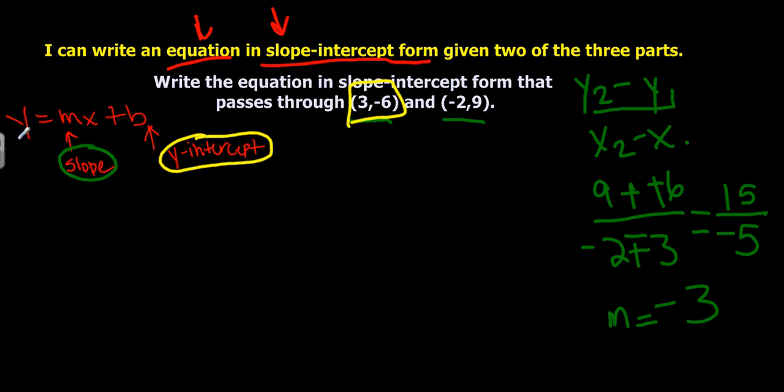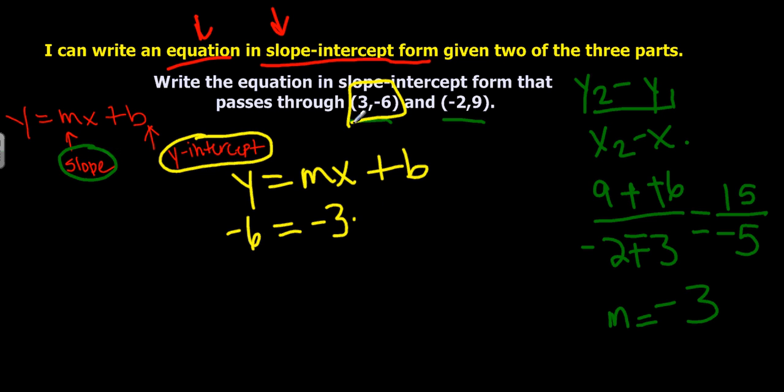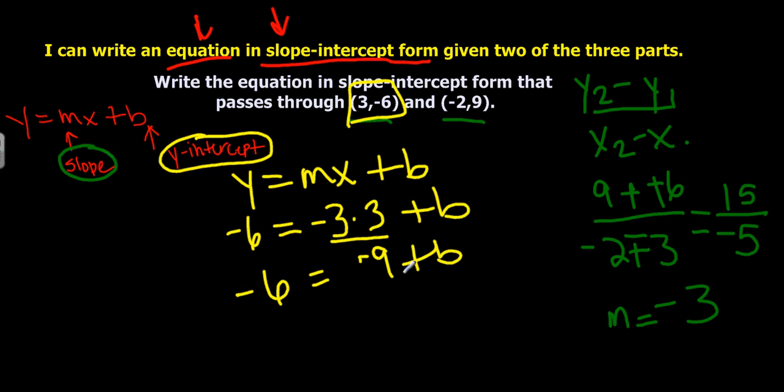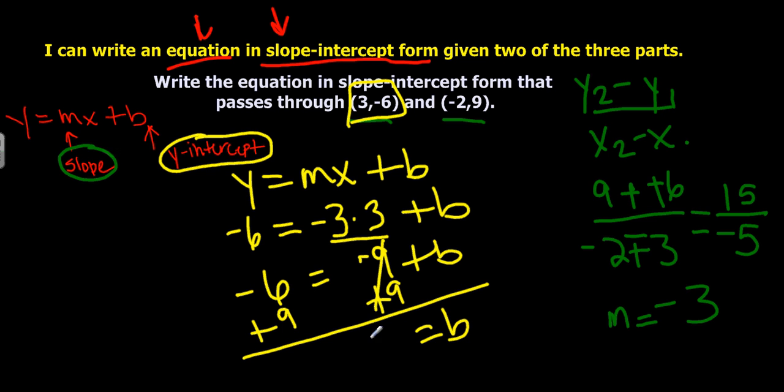My y value, if I have to fill in for y equals mx plus b, my y is negative 6 equals negative 3, I just learned as my slope, times my x value of 3 plus b. I'm just going to solve for b. Negative 3 times 3 gives me negative 9 plus b equals negative 6. And now to get my b all by itself, I have to move this negative 9 by adding 9 to both sides. These 9s are going to cancel. I'm going to get b equals negative 6 plus 9 is 3.